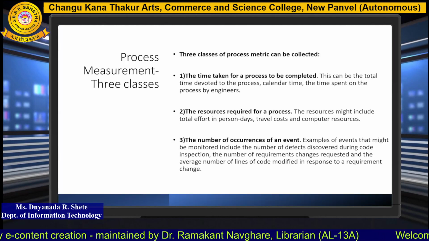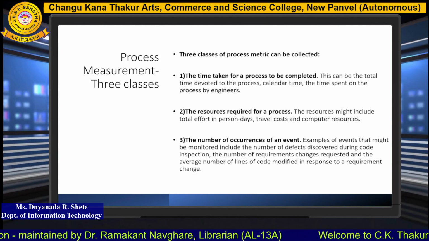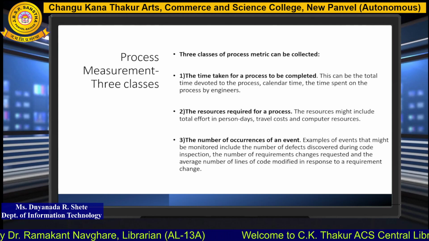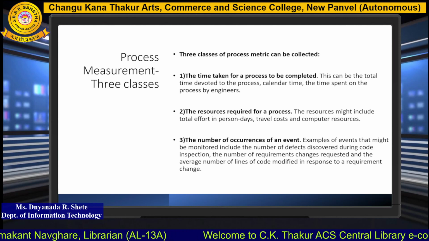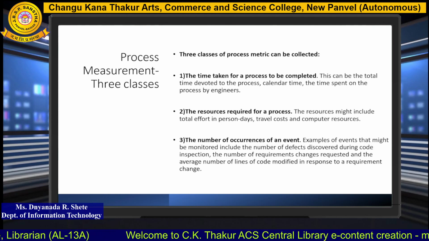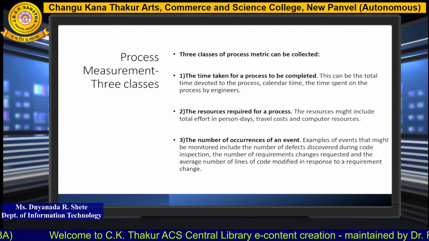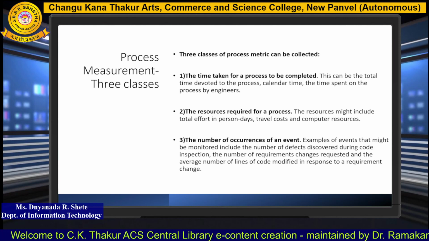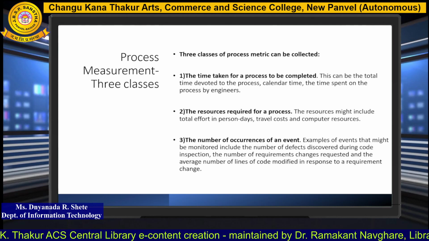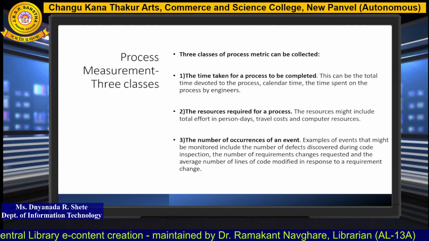Next, there are three process measurement classes. First is the time taken for the process to be completed. Second is the resources required for a process, and last is the number of occurrences of an event. So let's see what the time taken for the process to be completed means. This can be the total time devoted to the process, the calendar time, and the time spent on the process by an engineer or developer.